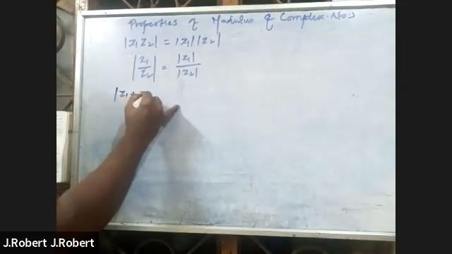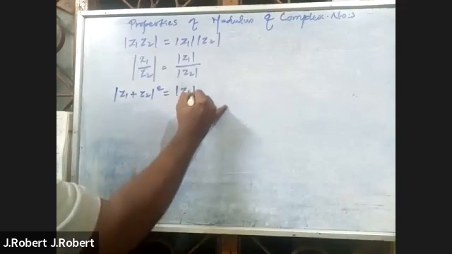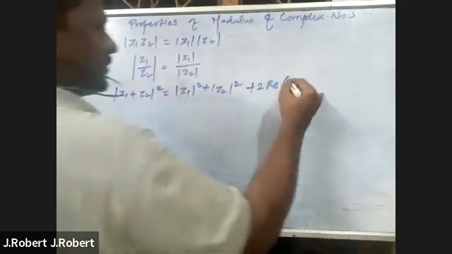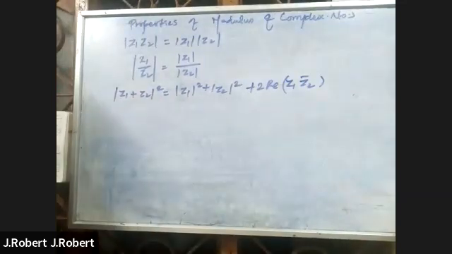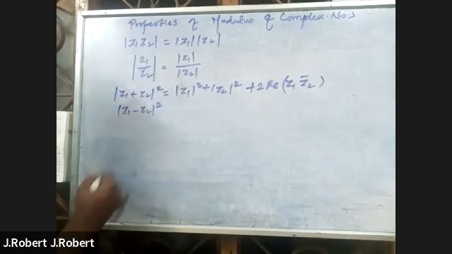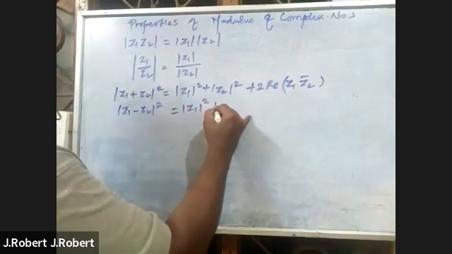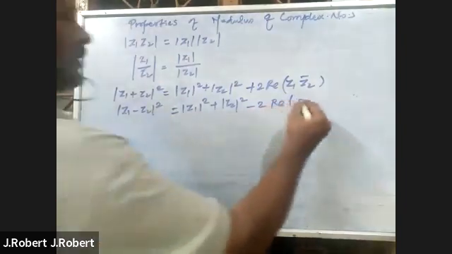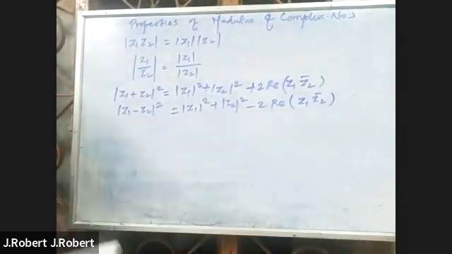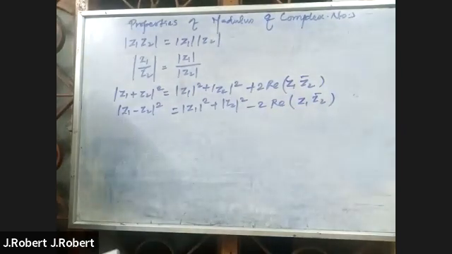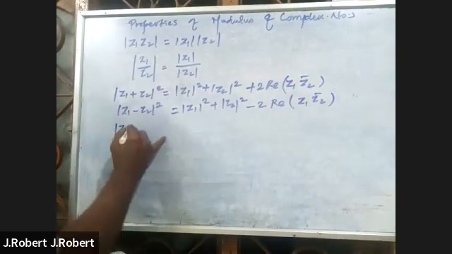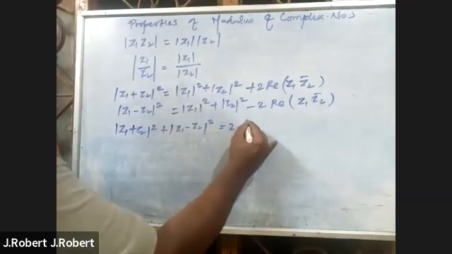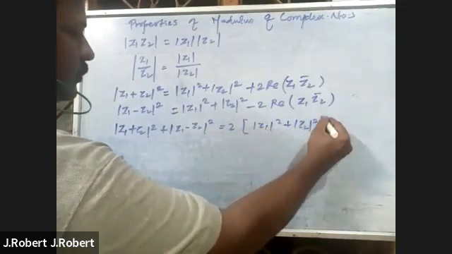Next one, modulus of z1 plus z2 the whole square, we can write this as modulus of z1 square plus modulus of z2 square plus 2 into real part of z1 z2 conjugate. The next one, modulus of z1 minus z2 the whole square is equal to modulus of z1 square plus modulus of z2 square minus 2 into real part of z1 z2 conjugate. The next one, modulus of z1 plus z2 the whole square plus modulus of z1 minus z2 the whole square is equal to 2 times of modulus of z1 square plus modulus of z2 square.